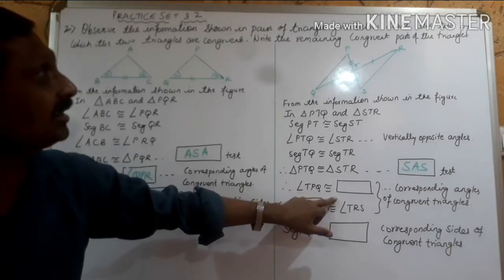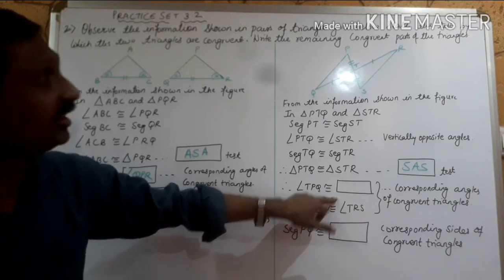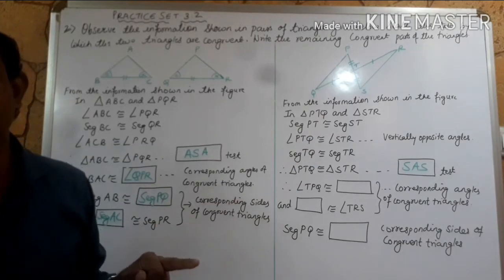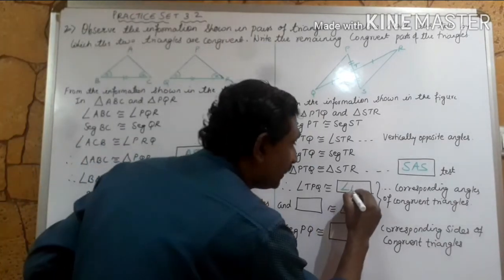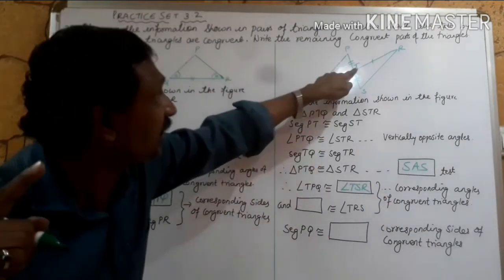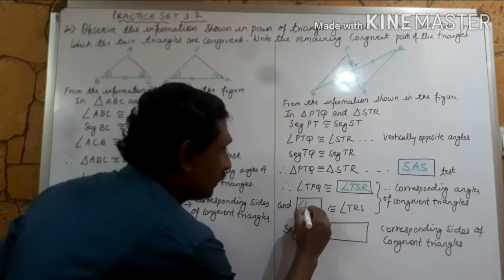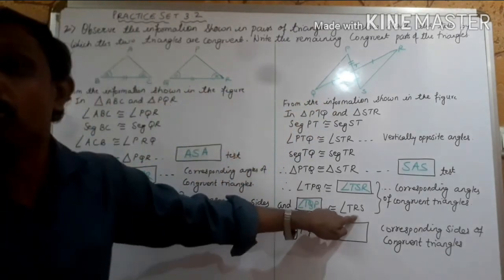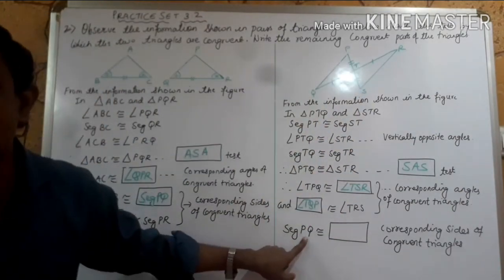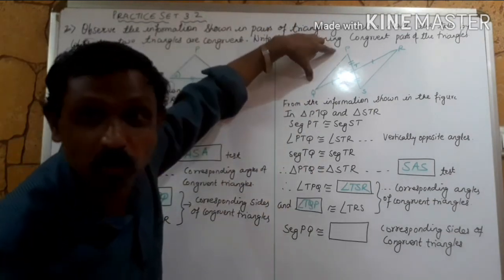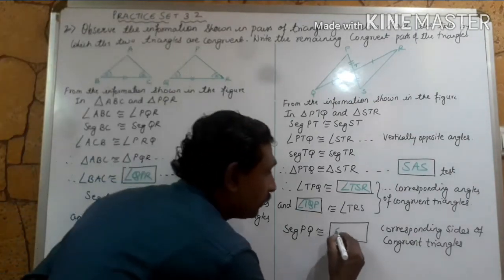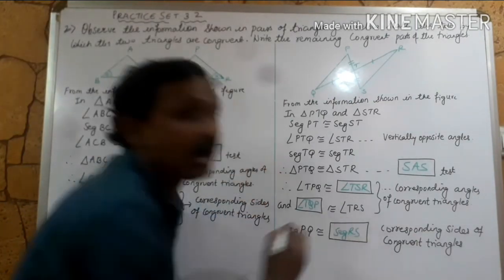Now the remaining angles, which are corresponding angles of congruent triangles: angle TPQ congruent to angle TSR, and angle TQP congruent to angle TRS. Segment PQ, what is remaining? RS. Segment PQ congruent to segment RS.